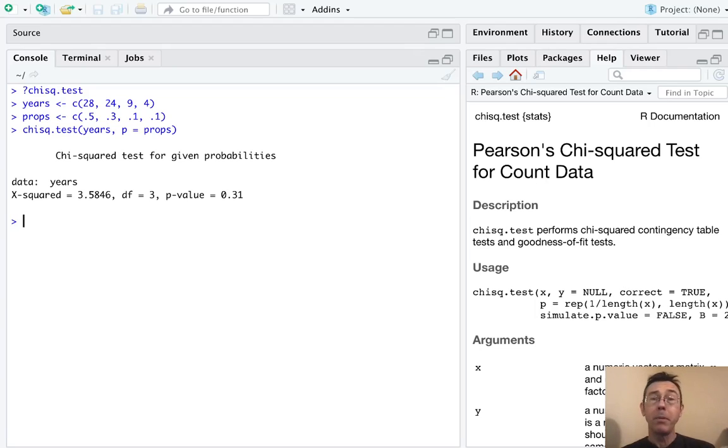In this case, we have a p-value that's pretty high, so this data does not constitute sufficient evidence for us to reject the null hypothesis. We do not have good evidence against the college's claim that 50% of its stats students are freshmen, and so on down the line.